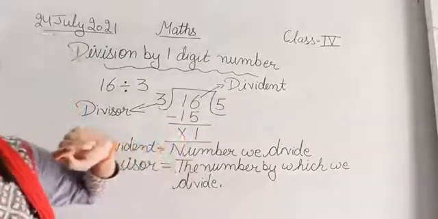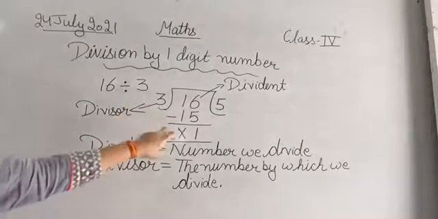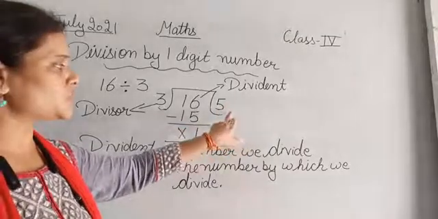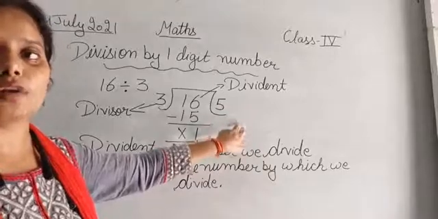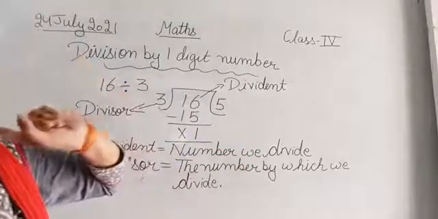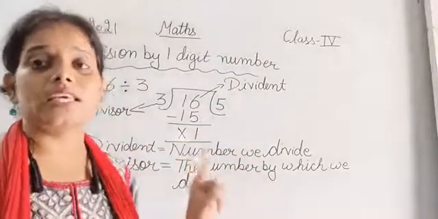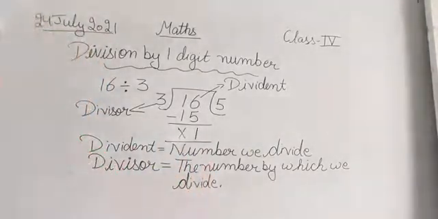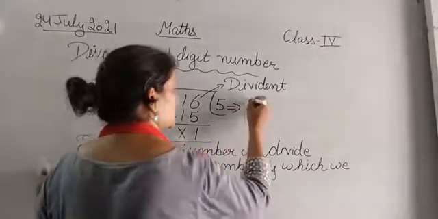Next is the answer. When we do the division, what is the answer? This is the answer. Okay, so this is known as the quotient. So the quotient is the answer of the division. It is quotient, not question. Quotient is the answer of the division. So this 5 is the quotient.